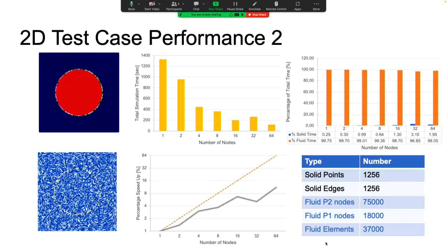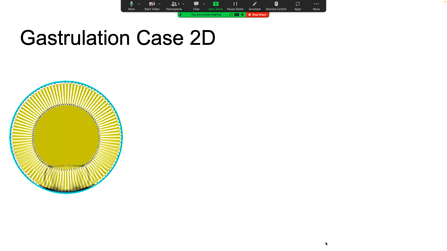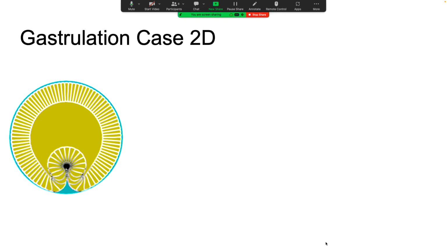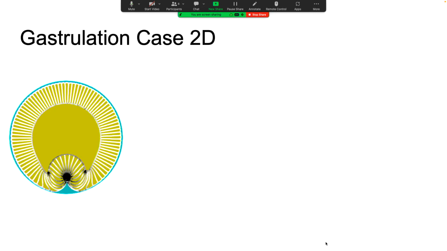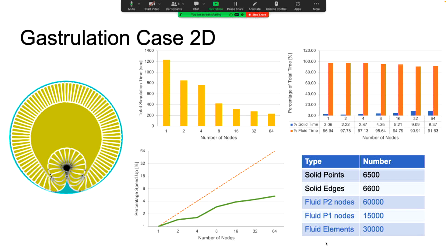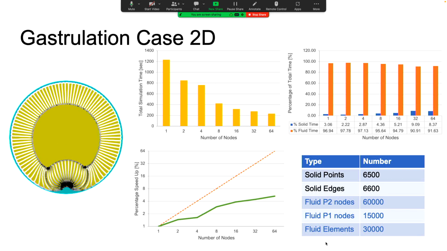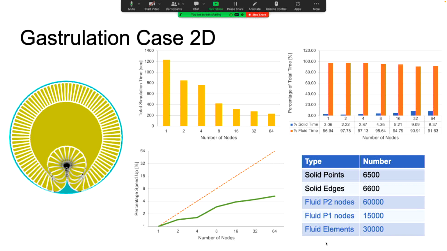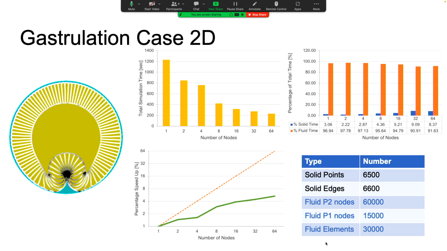So we thought, okay, our code is fast enough, we can do a first case, a gas relation case in 2D. And this is our simulation. We are actually mimicking what's happening in biology. And when I do a speed test, I notice that in this case, the number of solid points is actually 10 times less than the fluid. But I'm still at maximum.